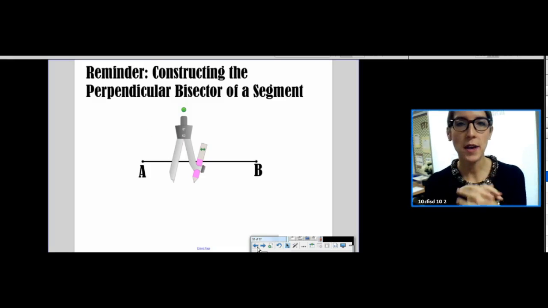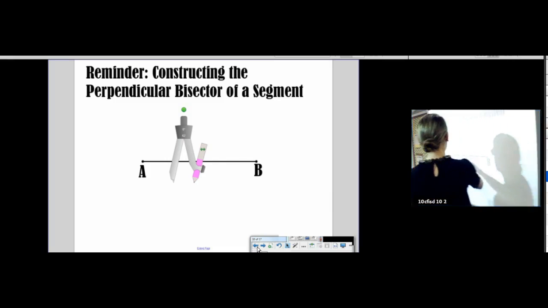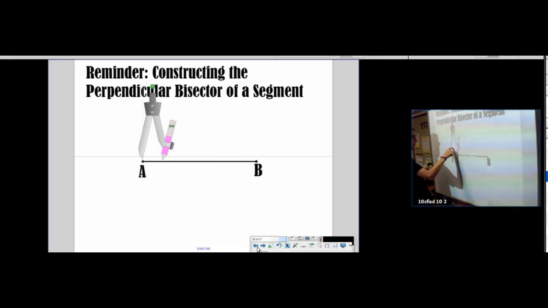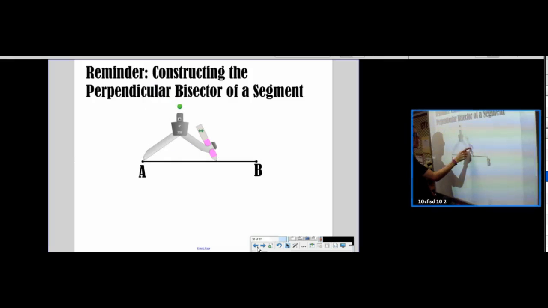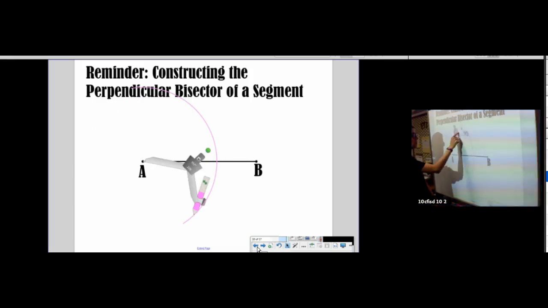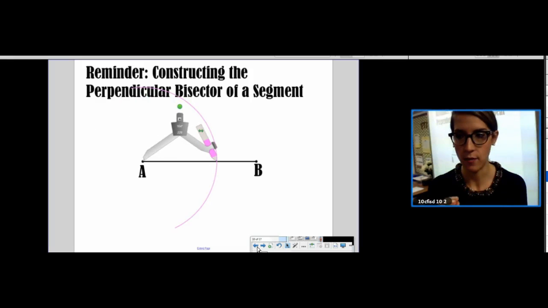This slide is just a quick reminder. Just watch me. You do not have to do it. How did we construct a perpendicular bisector given a segment? So how we did that was we put the needle on the endpoint. We went more than halfway, and we made an arc. The key was more than halfway.